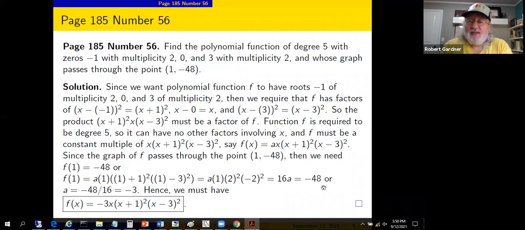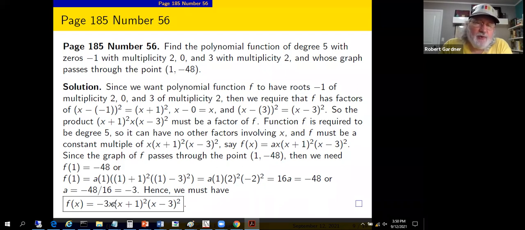Divide both sides by 16. It looks like we get a equals negative 48 over 16, or negative 3. Solve for a. So a is negative 3. Plug that back in, and there's the desired polynomial function. It's degree 5, right? Right. It's a little bit of a story to see that.